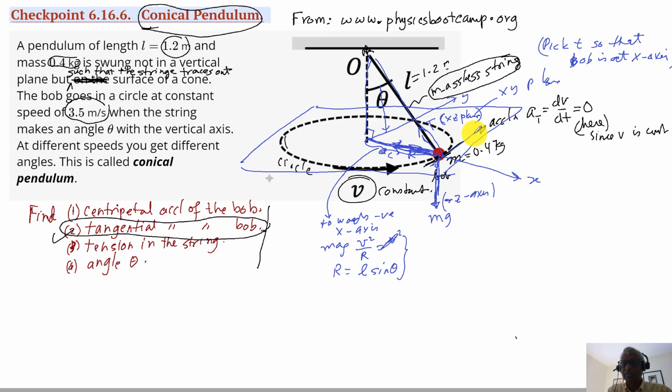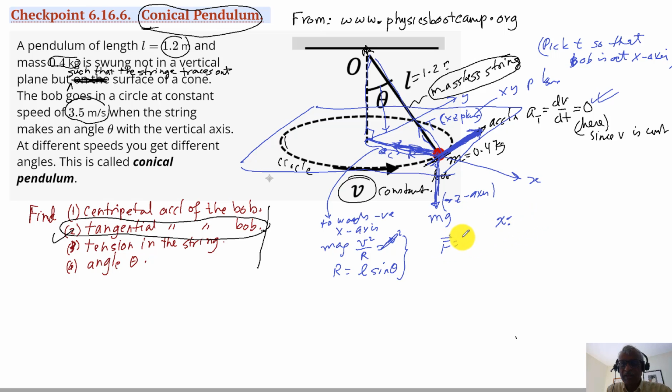Of course, there's no acceleration perpendicular to that. They're consistent, right? Because the forces are in the xz plane. This would have been the y-axis in this picture. There will be no acceleration in the y direction because there's no force component along the y-axis. So this is consistent. Now we write down the equation in the x direction.